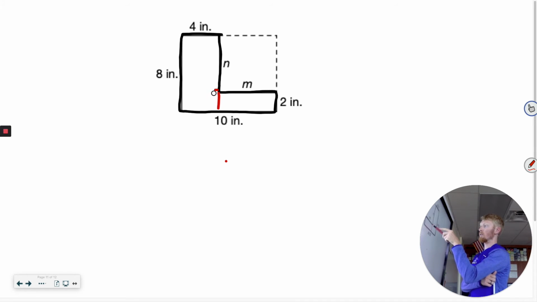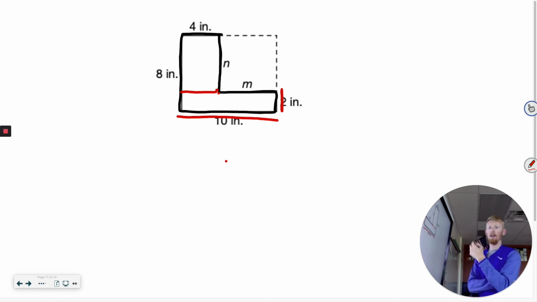What I'm going to do is I'm going to take a look and decide which one I think would be easier to solve. So I already have that this big long section here is 10 and this short section is 2. So I'm going to split it like this. But you could have split it the other way. And now I'm going to solve. So 10 times 2 gives me 20.